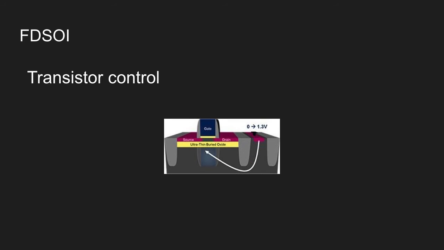FDSOI allows polarizing the substrate underneath the device to control the behavior of the transistor. It is similar to body biasing from bulk technology, but body biasing has a lot of current leakage at reduced sizes, whereas FDSOI doesn't. Finally, with forward body biasing, the transistor can be switched faster. This can be modulated dynamically during operation, which allows making faster circuits or power-efficient circuits according to what is necessary.